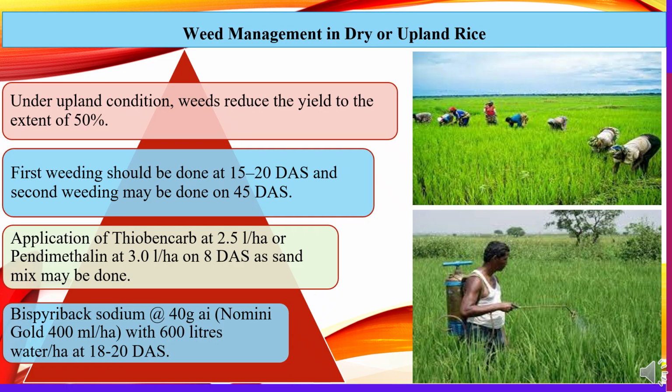Herbicide application. Apply thiobencarb at 2.5 L/ha or pendimethalin at 3.0 L/ha as a sand mix on the 8th DAS. Additionally, apply bispyribac sodium at 40 g active ingredient, AI, or Nominee Gold, 400 ml per hectare, mixed with 600 liters of water/ha at 18 to 20 DAS.